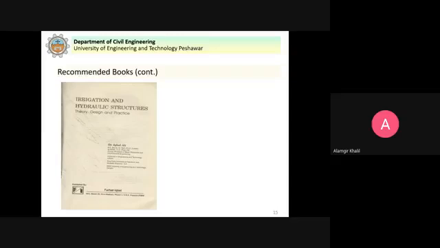We have other books also that are very good. For example, we have Irrigation and Hydraulic Structures, Theory, Design and Practice by Dr. Iqbal Ali, a Pakistani author. He has written this book. It's available in the market also. If you are interested to keep a copy of this, you can purchase it.